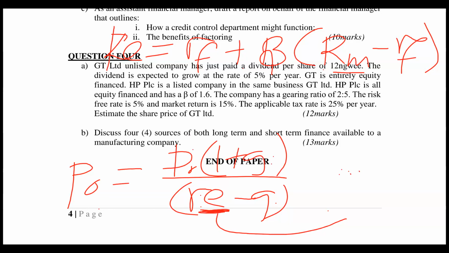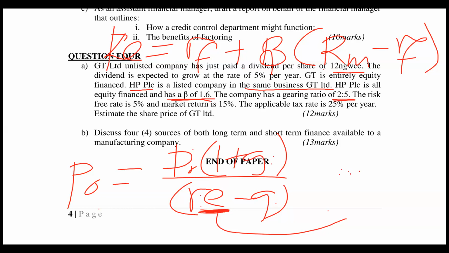To find the cost of equity, we have to read the question further. It says that there is a company called HP, which is a listed company. It is in the same business as GT. This company has its own beta, which is the equity beta of 1.6. That is the geared beta. The company has a gearing ratio of 2.2 to 5. The risk-free rate is given there, and the return from the market and the taxes.